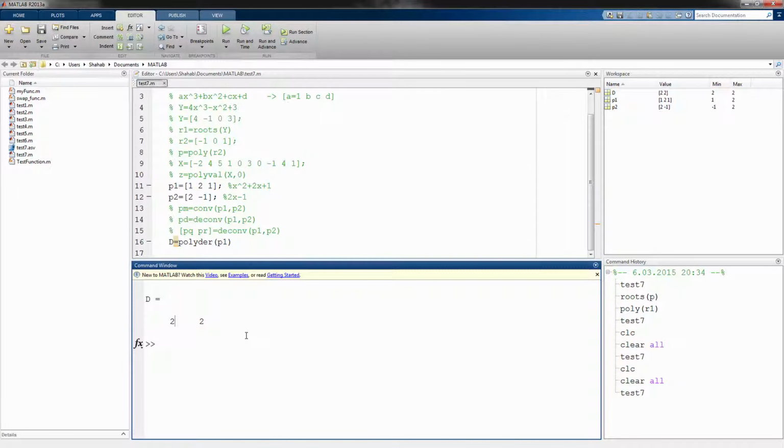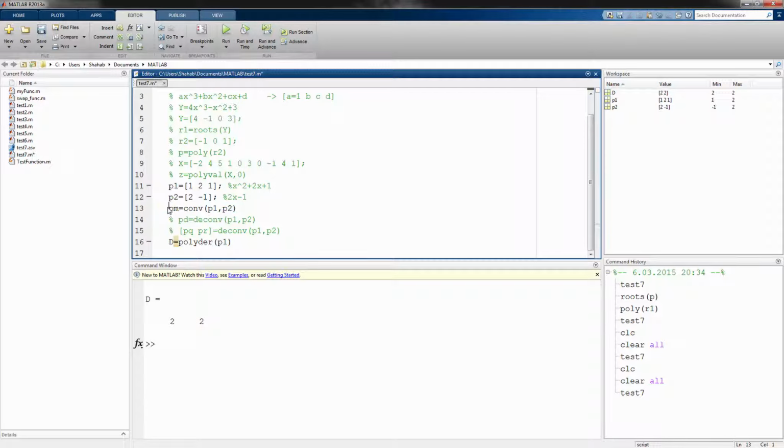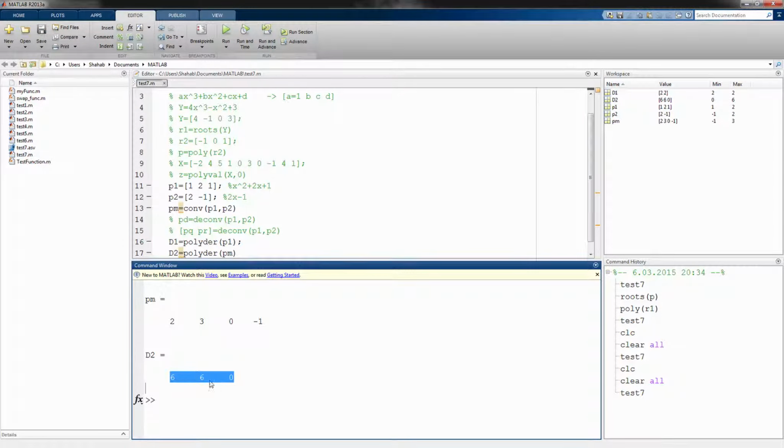Now assume you need to multiply P1 by P2 and then find its derivative. One way is that we do the multiplication, and then I calculate a D2 to be polyder PM, which is the result of the multiplication. And if I do it, it tells me that the result is 6x squared plus 6x.